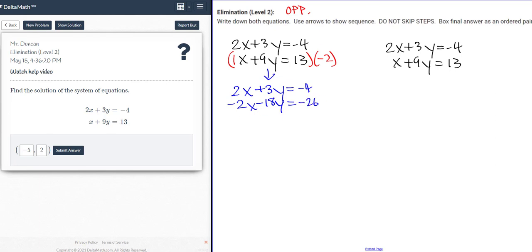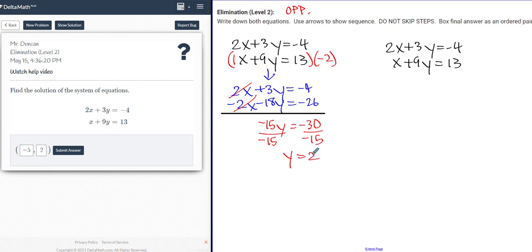And now at this point, we have opposites, so I'm just going to draw a horizontal line. I'm going to combine the equations. Cancel, cancel. 13y minus 18y is negative 15y. Negative 4 minus 26 is negative 30. And then I'll divide by a negative 15 on each side. And I find out that y is equal to a positive 2.